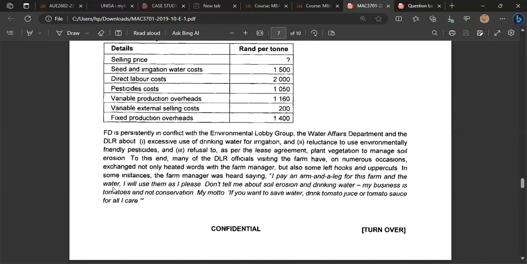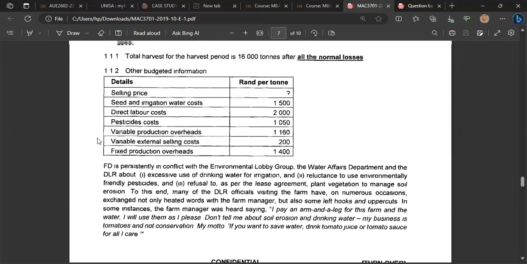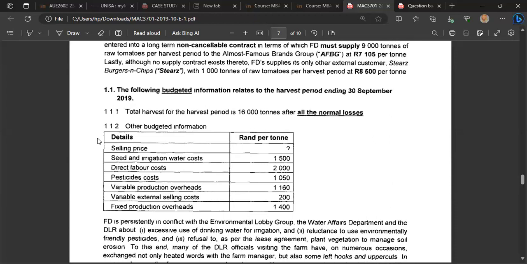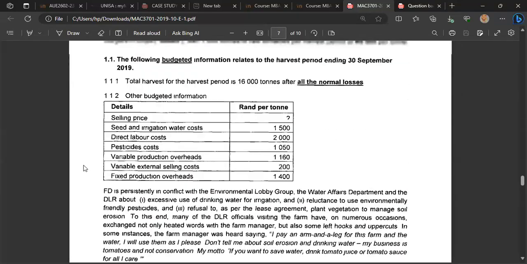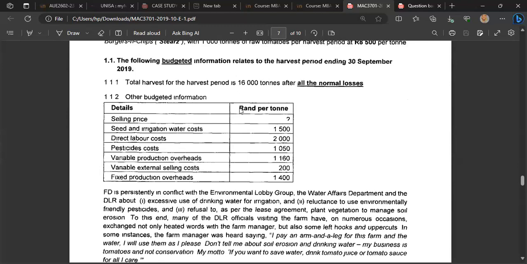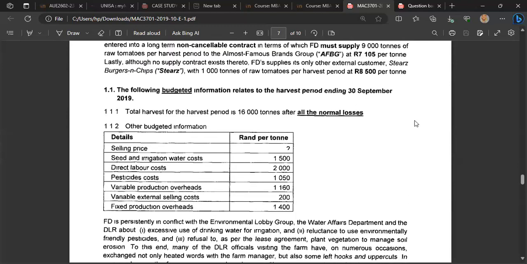All right. Thank you so much, CD. All right. So now we are going to jump on to our calculation. So this is the other budgeted information. I don't think there's anything else there. So this is all that we need per ton. So the one thing that you therefore want to establish here is what is their unit, right?